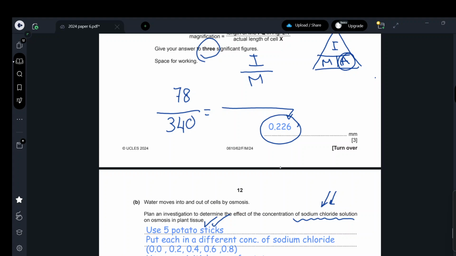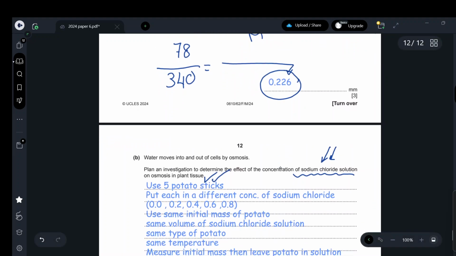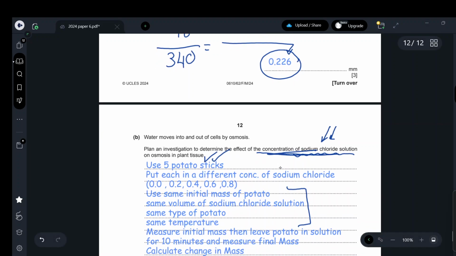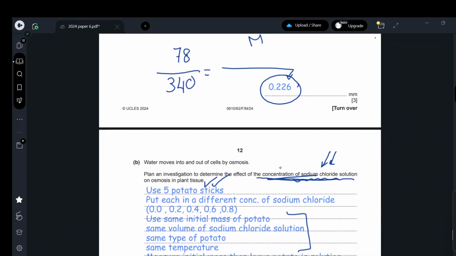Constant variables, as much as you can, at least 3 points. Same type of plant tissue, same initial mass of plant tissue, potatoes for example, same temperature, same volume of sodium chloride solution. Everything should be the same. I'm only changing the concentration of sodium chloride. Okay.